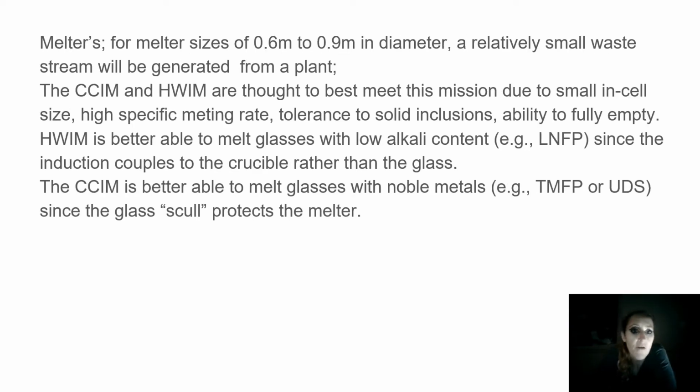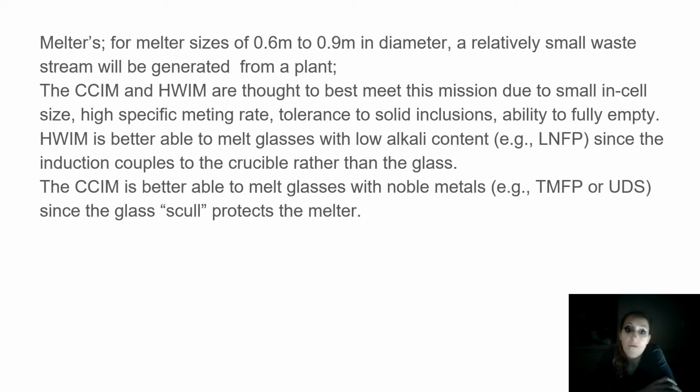Melters. For melter sizes of 0.6 meters to 0.9 meters in diameter, a relatively small waste stream will be generated from a plant. The CCIM and HWIM are thought to best meet this mission due to small in-cell size, high specific melting rate, tolerance to solid inclusions, ability to fully empty.